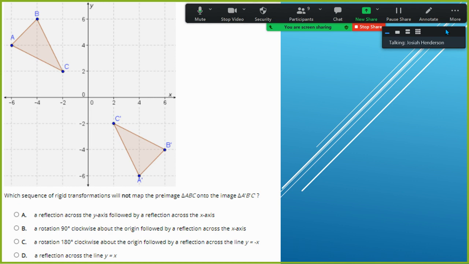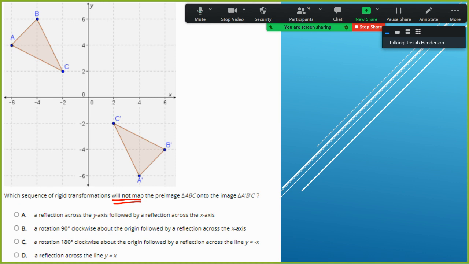This is a multiple choice. Which sequence of rigid transformations will not map the pre-image ABC onto the image A prime, B prime, C prime? So we have a list of 4 different sequences of transformations below. It sounds like 3 of them will turn ABC into A prime, B prime, C prime. One of them will not. So let's look at the choices A, B, C, D and see if we can eliminate or rule out any of those options.